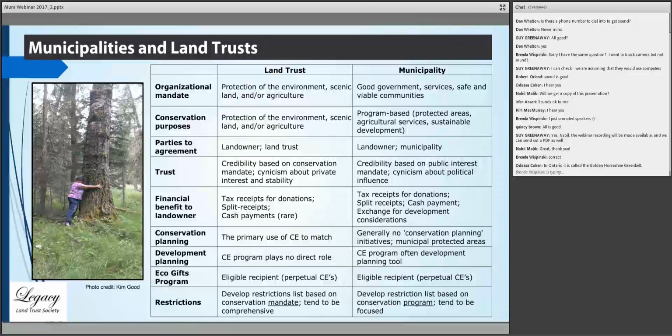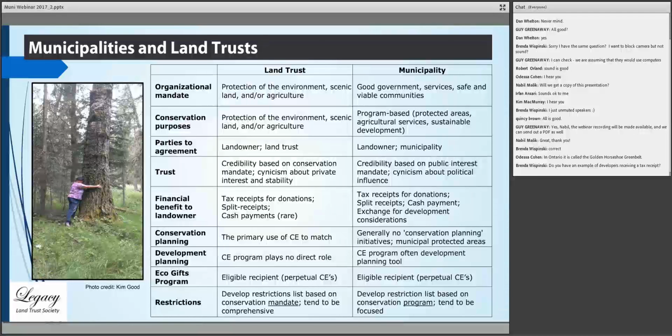Benefits to the landowner to work with either one of those organizations are there. Tax receipt, split receipt, cash payments potentially when working with a land trust. A little bit broader potential with the municipality in case it is for development considerations that we're looking at. Conservation planning, I've already talked about earlier.